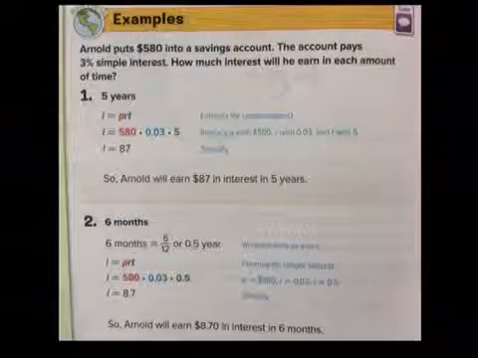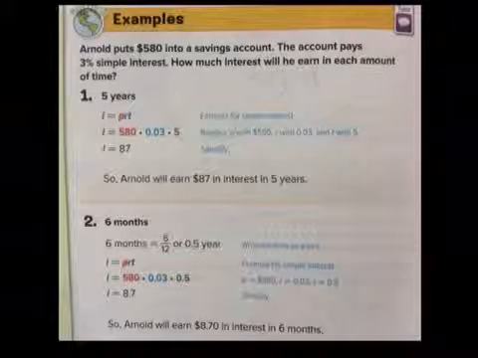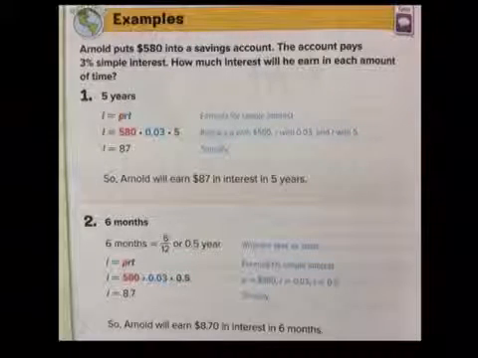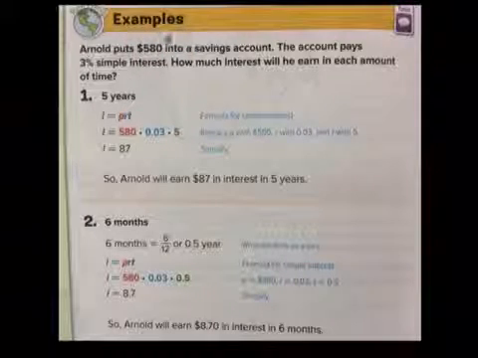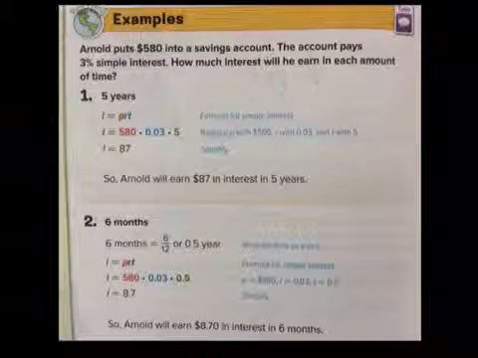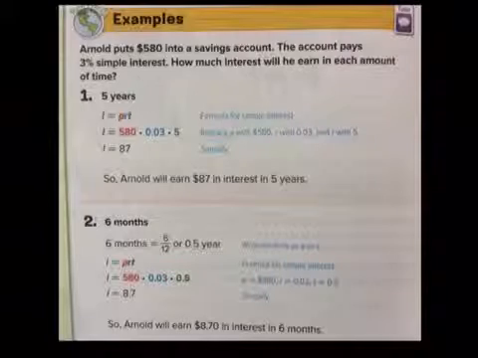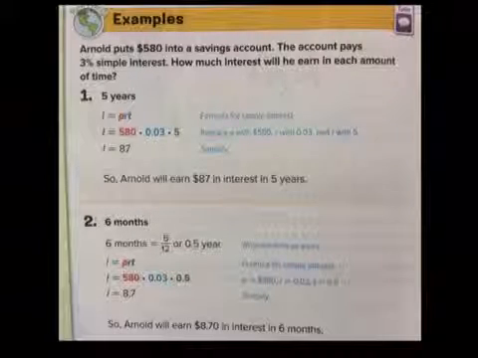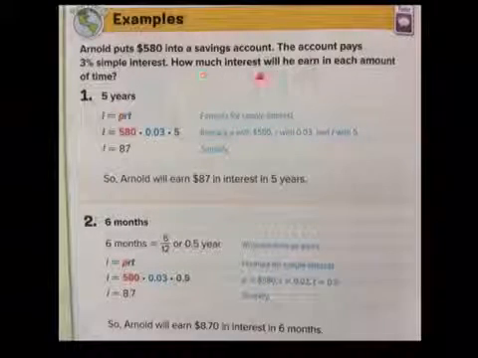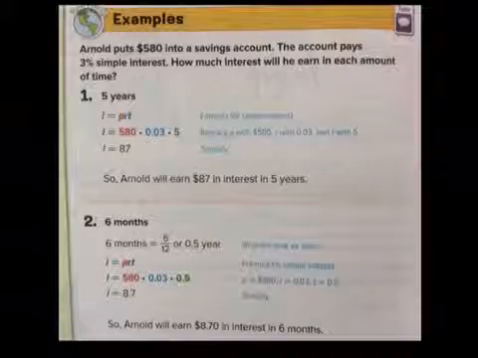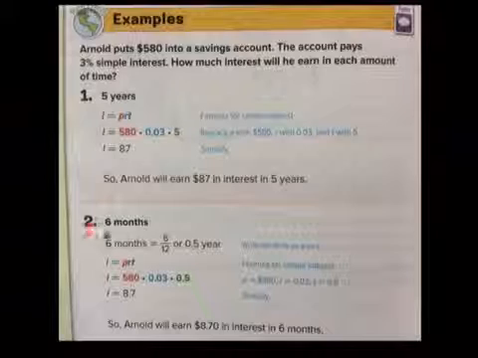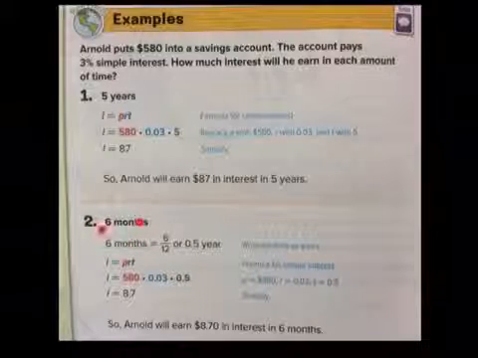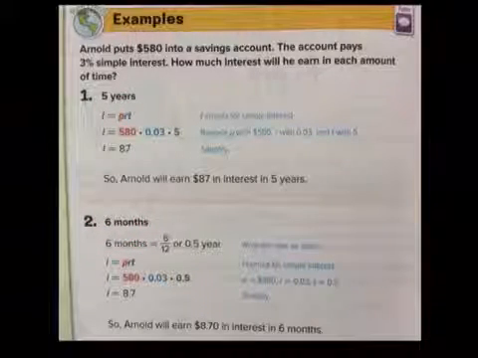Okay, let's look at examples 1 and 2 to become familiar so that we can do questions A and B at the bottom of the page. Now here we have Arnold puts $580 into a savings account. That's our principal. The account pays 3%. 3% is 0.03, right? How much interest will he earn in each amount of time? In 5 years or in 6 months? Now don't forget 6 months is only half a year, so it's 0.5, and 5 years is 5 years.